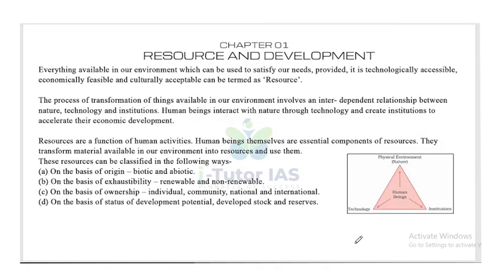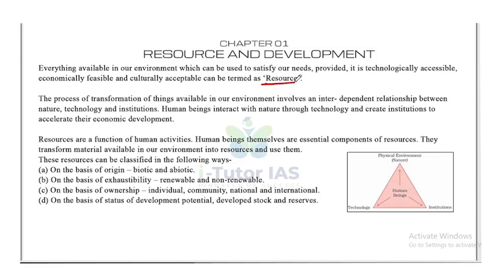Today, we will be discussing Class 10 Geography NCERT, Chapter 1, Resource and Development. Everything available in our environment which can be used to satisfy our needs, provided it is technologically accessible, economically feasible, and culturally acceptable, can be termed as resources. So what are resources? Everything available in our environment which can be used to satisfy our needs, provided it is technologically accessible, economically feasible, and culturally acceptable. So they can be termed as resources.